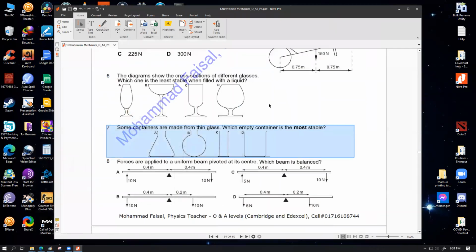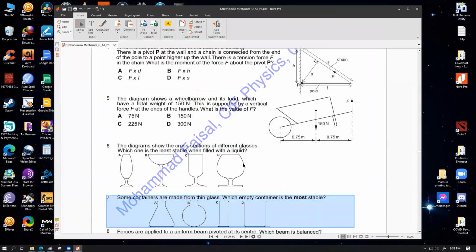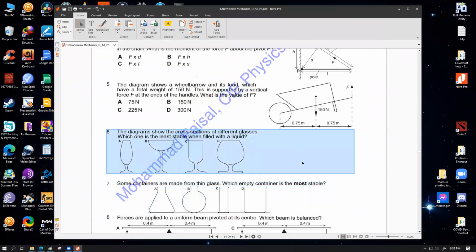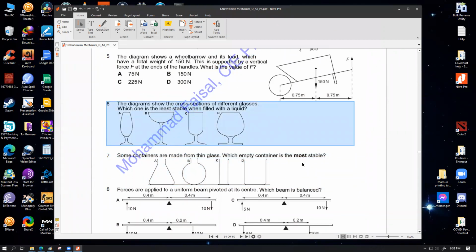So going for question number 6 over here, from which I actually jumped to the discussion for the stability. Which one now do you think would be the least stable? Have a look at the shapes and try to give it a go. Number 6, if filled up with liquid, which one would be least stable?